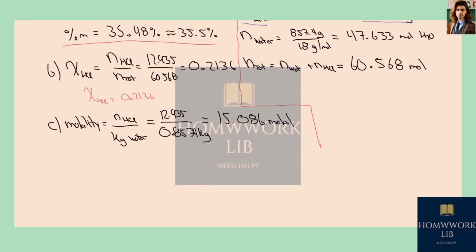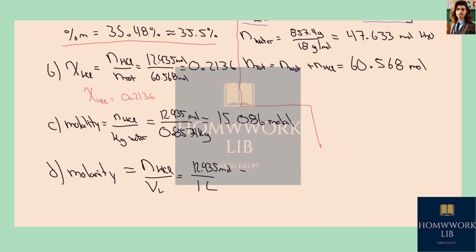And finally, the molarity in this solution. The molarity is going to be the amount of mole of HCl divided by the volume in liters of the solution. We are told that we have 1 liter of solution. The amount of mole is 12.935 mole. So this is going to be a 12.935 molar solution. And with that, we are done with the problem.